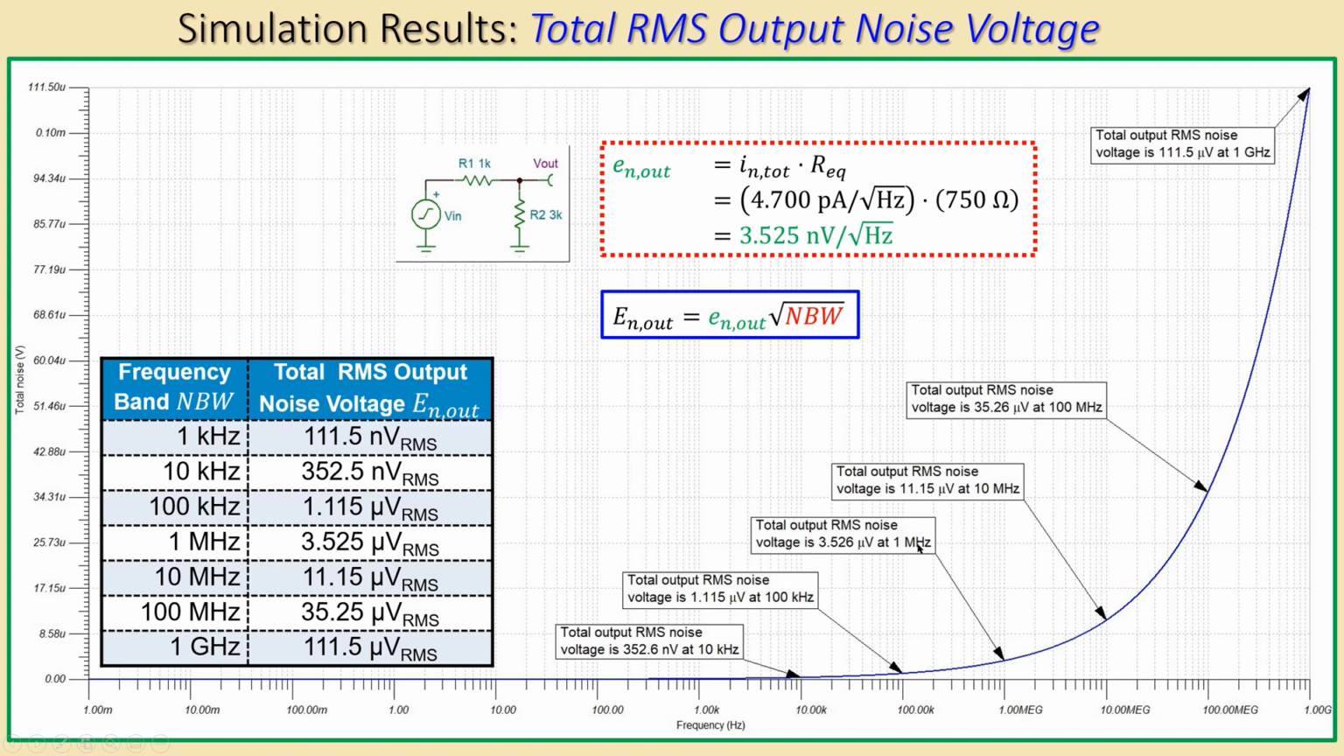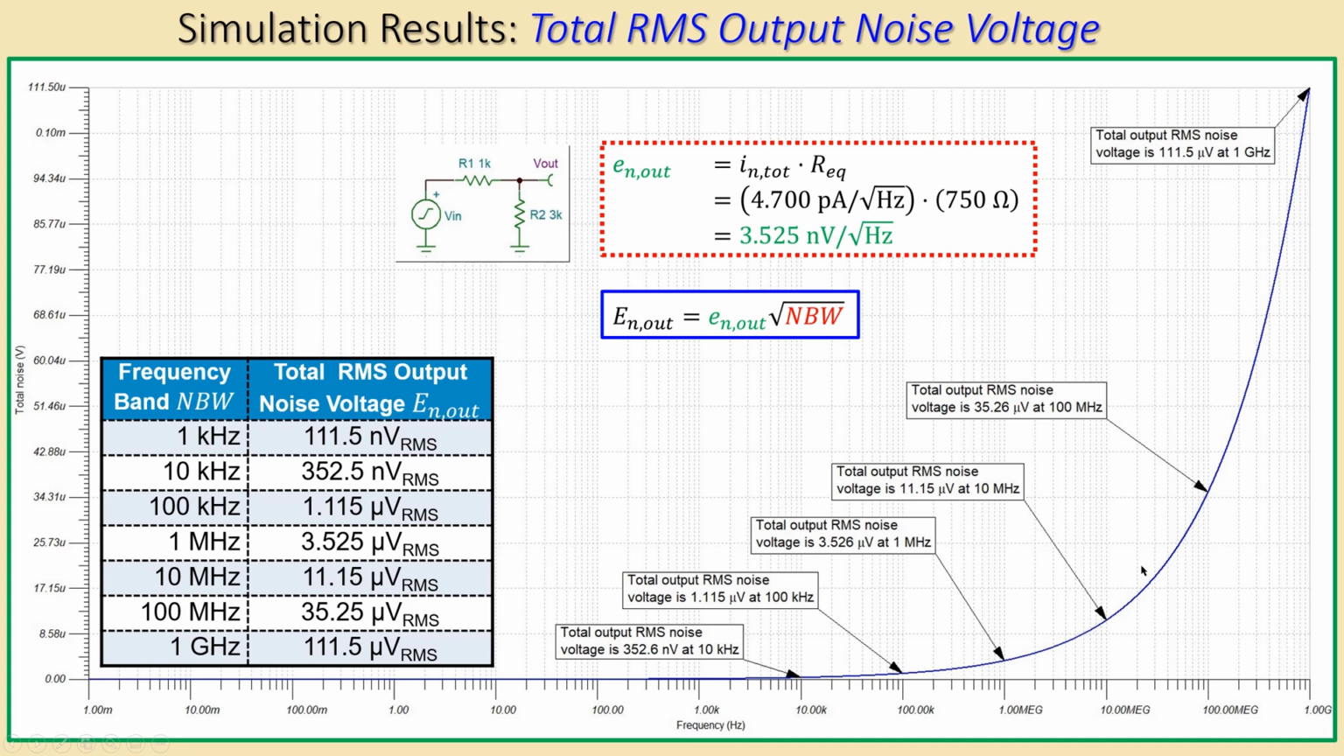So it is in 1 megahertz. You can see it is very close to what we have here. That goes also for 1 gigahertz. 1 gigahertz is 111.5 microvolts RMS, of course, and that's what you see here. So, of course, if I go on 10 gigahertz, 1 terahertz, this will just increase.